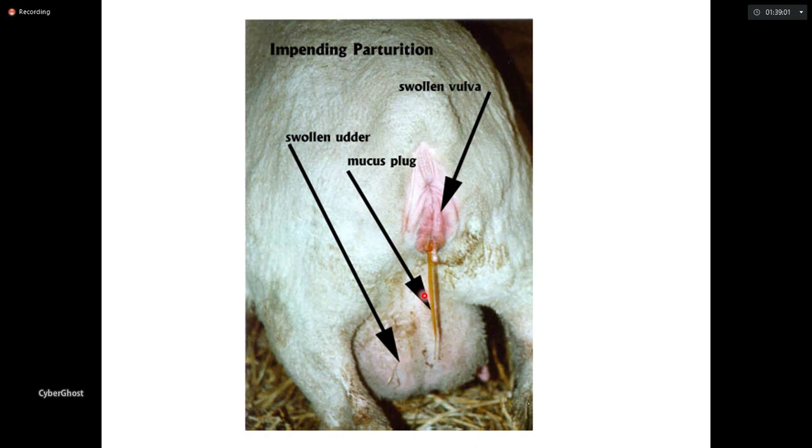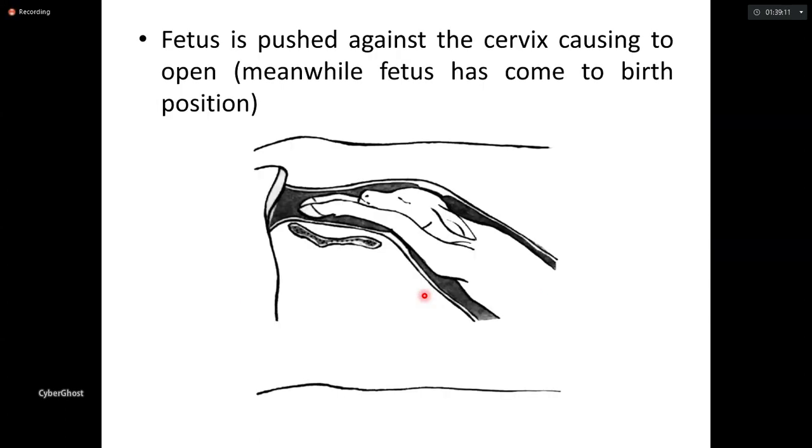So these are the basic signs or signals of parturition, which means within a very few hours, she will give birth to the young animal, right? So this is what happens. This is the normal birth position, right? Usually the front legs will come out first, right? This is what we call the birth position.